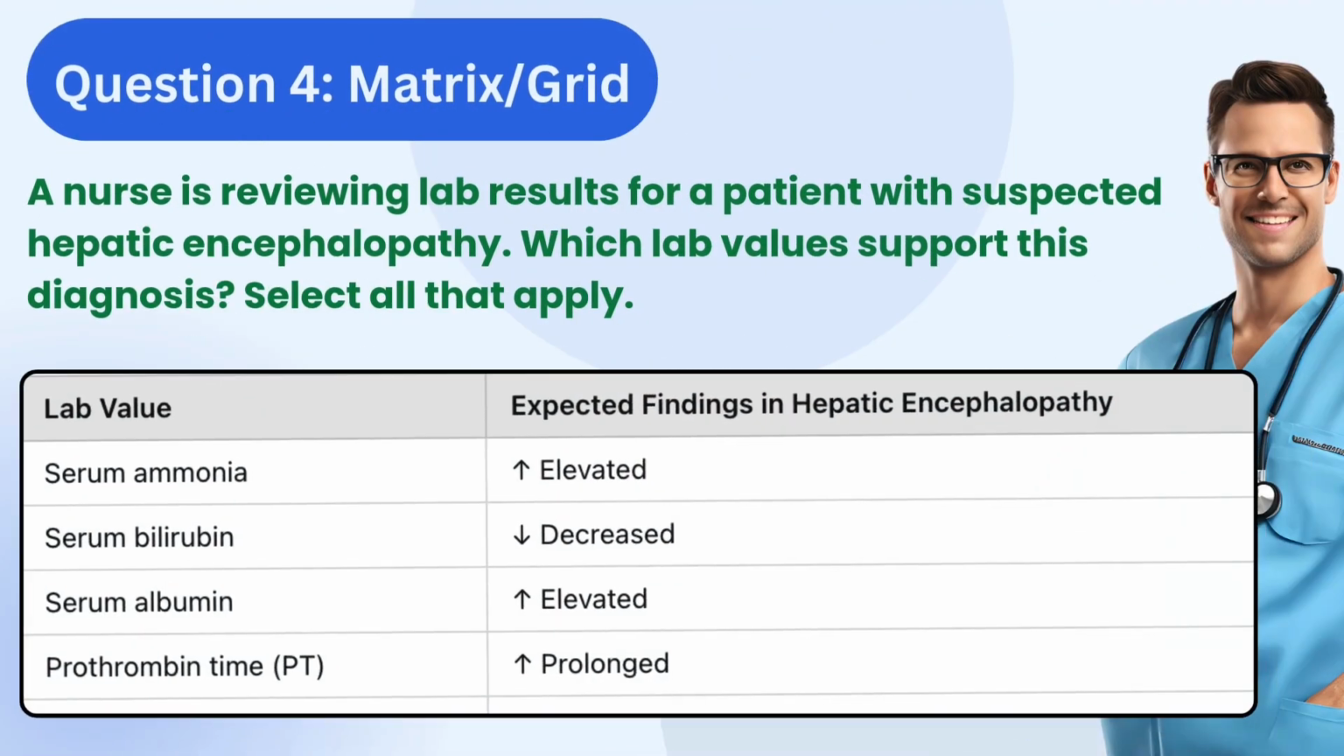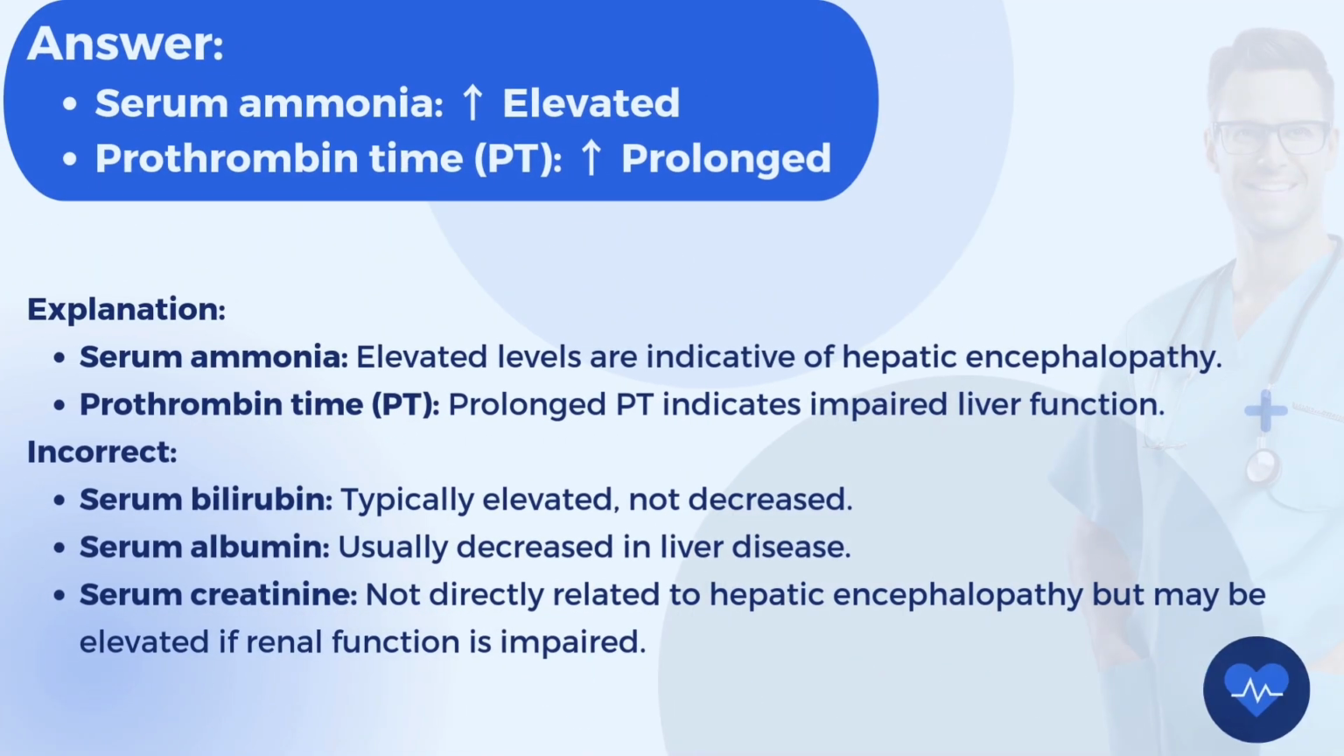Question 4. Matrix/grid. A nurse is reviewing lab results for a patient with suspected hepatic encephalopathy. Which lab values support this diagnosis? Select all that apply. Below is a table with lab values and expected findings in hepatic encephalopathy. Answer: Serum ammonia, elevated. Prothrombin time, PT prolonged.